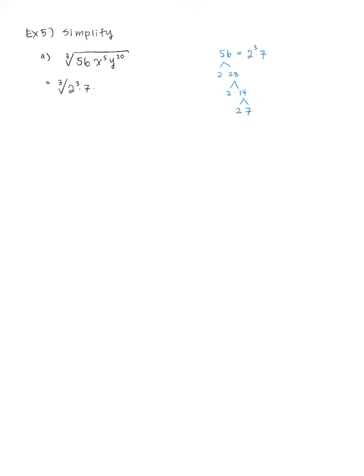Now let's deal with x to the 5th. Okay, so now where's the breakoff point? What is the biggest number before 5 that's divisible by 3? Well, that's x to the third, so I'm going to write it as x to the third times x squared. Now let's go with the y. What is the biggest number before 20 that's going to be divisible by 3? I think that will be y to the 18th, and then here you're going to have y squared.